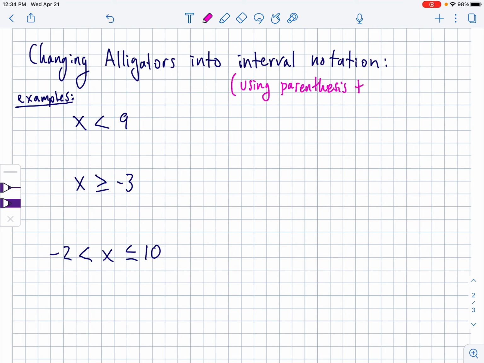Parentheses and brackets. We've been doing interval notation in here. We did it a lot with domain and range, where things were increasing and decreasing.